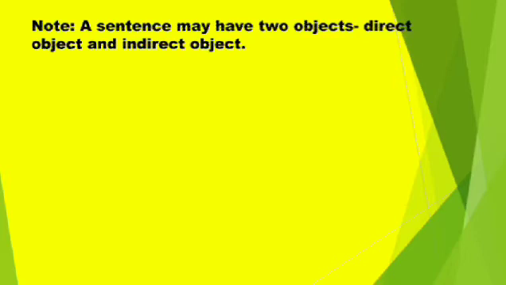Next, we will see how we get the objects as direct and indirect. Mind one thing: a sentence need not always have only one object. It can have more than one. A sentence may have two objects, that is, a direct and an indirect object.